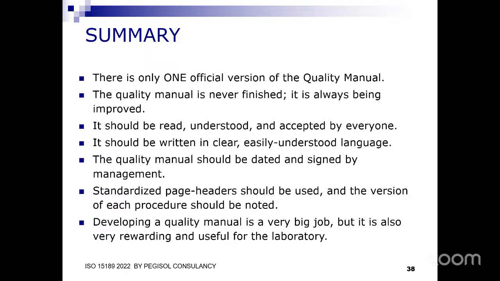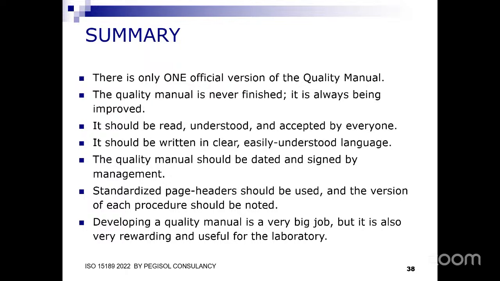The quality manual is never finished, it's always being improved because a lot of things are going to be changing. Your scope is going to be changing. Let's say, for example, you started a lab with 3 scopes: hematology, chemistry, and microbiology. And now you have a molecular lab, or you now have a histology lab. So you have to include that in your QA manual.